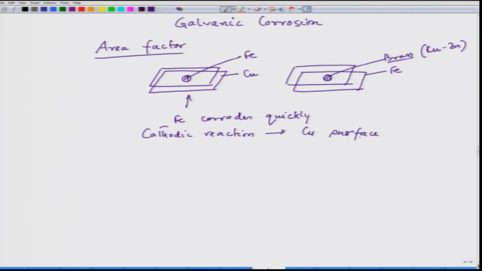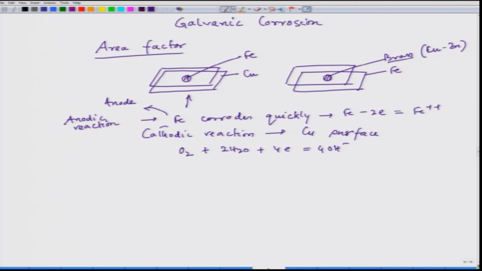And since it is a kind of neutral solution, if we have dissolved oxygen, then the cathodic reaction which will take place on the copper surface would be O2 plus 2H2O plus 4e equal to 4OH minus. And since iron is corroding, the anodic reaction would take place, Fe minus 2e gives Fe2+. So, this is the anodic reaction. And it acts as anode.